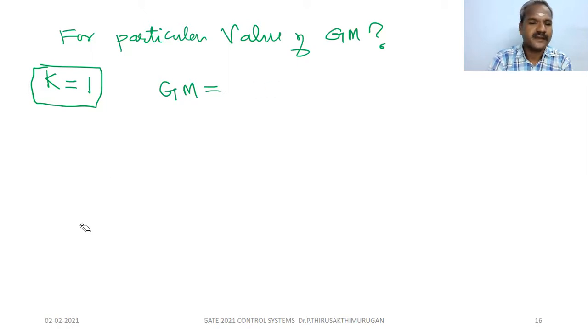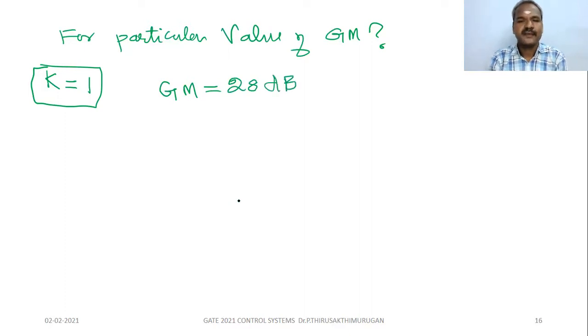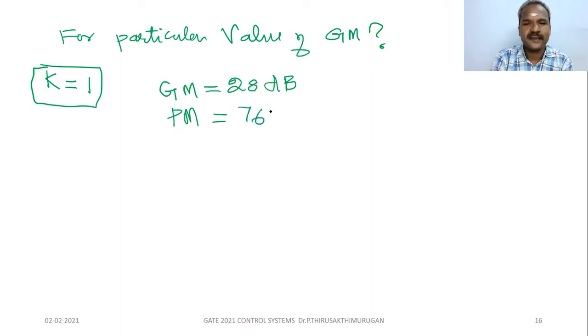Understand what I am saying. For a particular value of gain margin, suppose the gain margin is 28 dB. Suppose for K equal to 1, in the particular equation, the gain margin is 28 dB and the phase margin is, say, 76 degrees. So, first case, what will be the K value for a gain margin of some value?